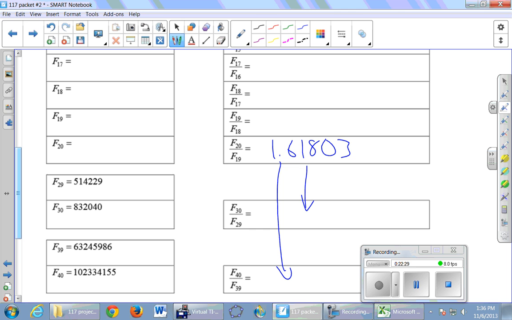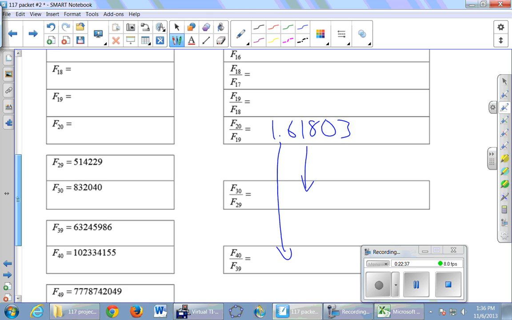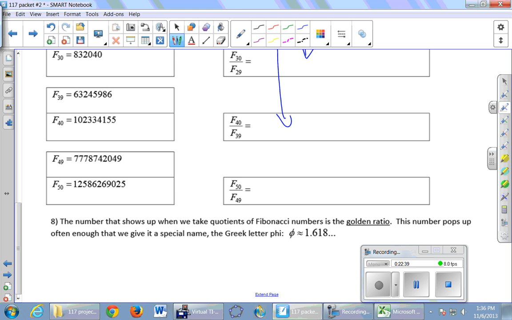100 million is the 40th Fibonacci number. It's really big, but when you divide it by the previous one, you end up getting this very strange 1.61803 every time. It's really weird. I think we are around to Lila.